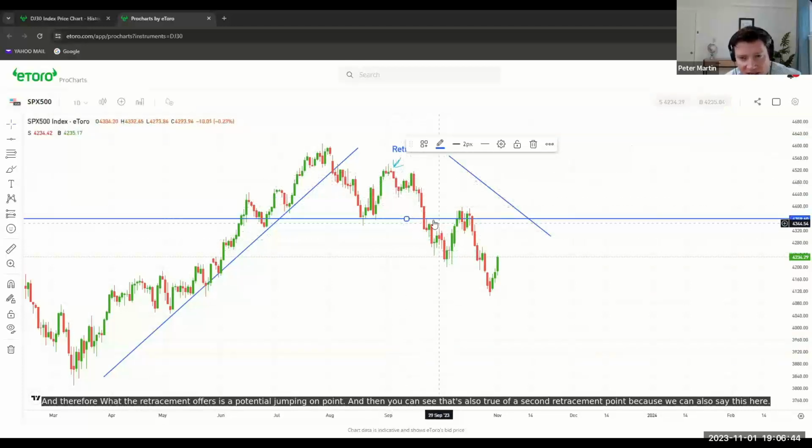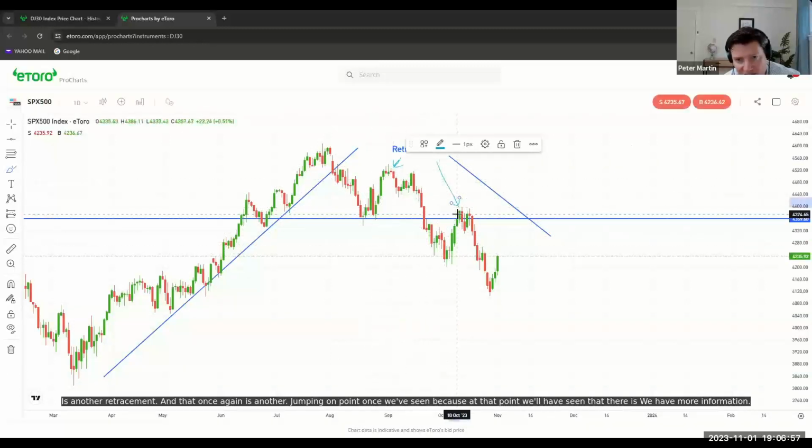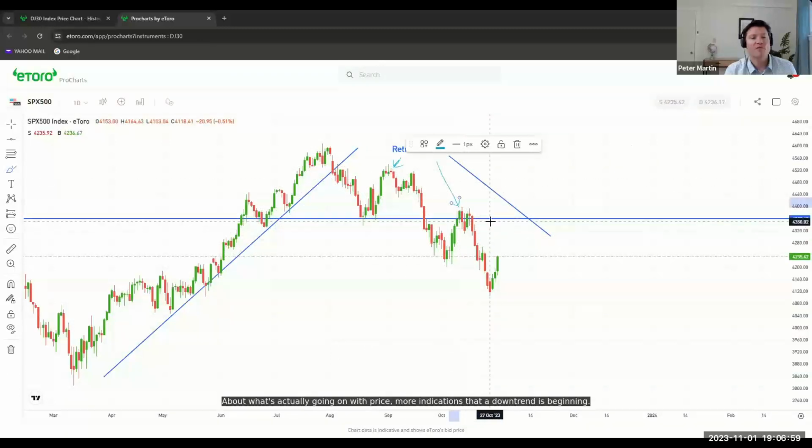And you can say that's also true of a second retracement point, because we can also say this here is another retracement, and that once again is another jumping on point, because at that point we'll have seen more information about what's actually going on with price, more indications that a downtrend is beginning.